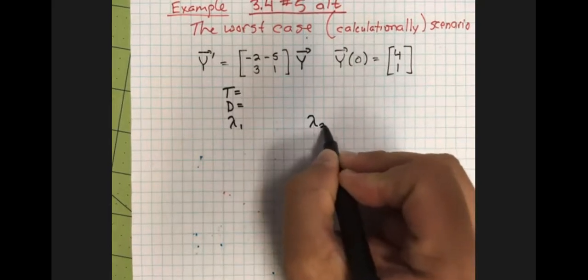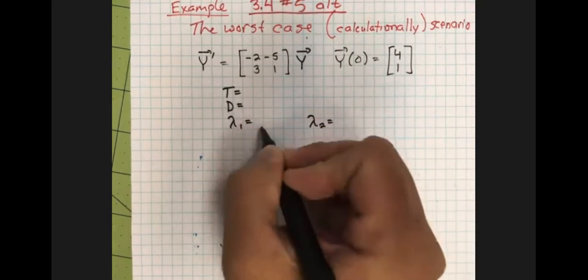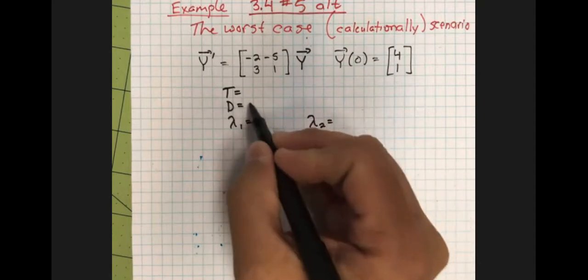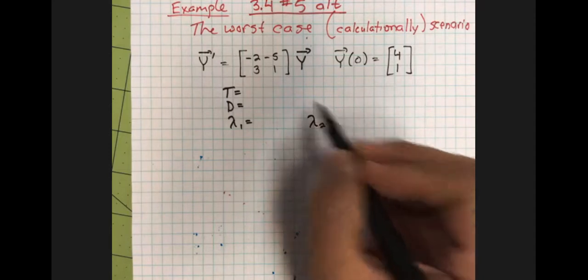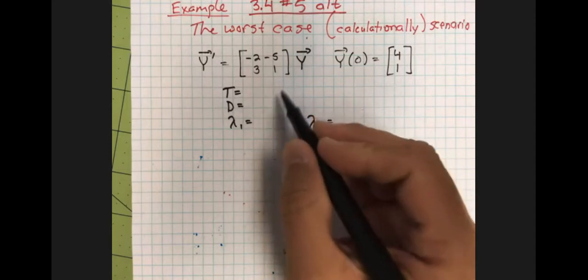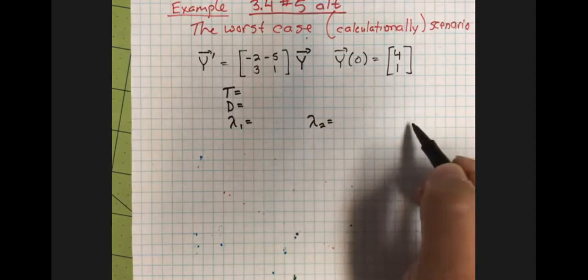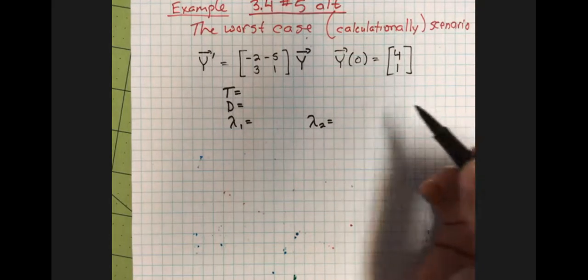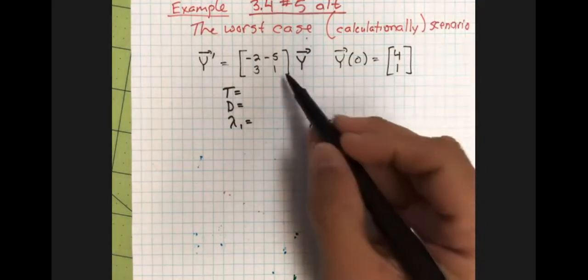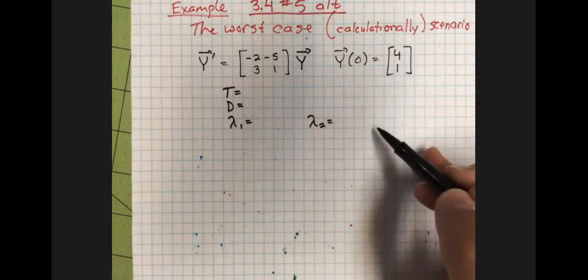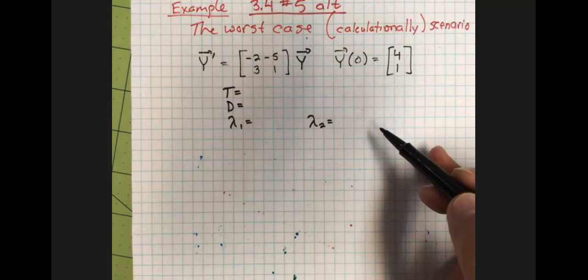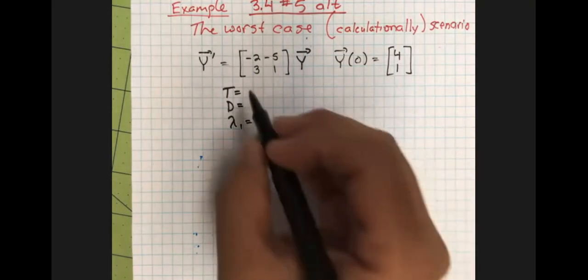So remember what your mission is. Anytime someone hands you a square matrix, you write down trace, determinant, eigenvalues. That's not a big deal because it's a 2x2. If it was a 3x3, it'd be more work. There'd be 3 eigenvalues. 4x4, 4 eigenvalues. So the bigger the matrix, the more work this is for trace, determinant, eigenvalues. But we're only doing 2x2s. Okay, trace, minus 1.